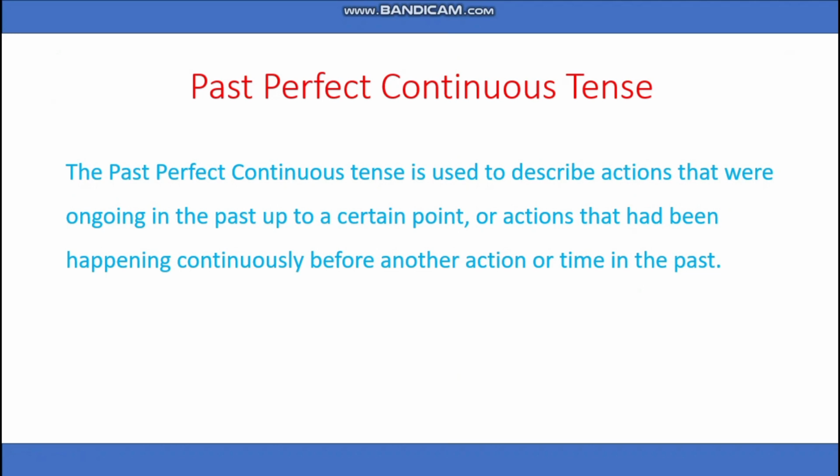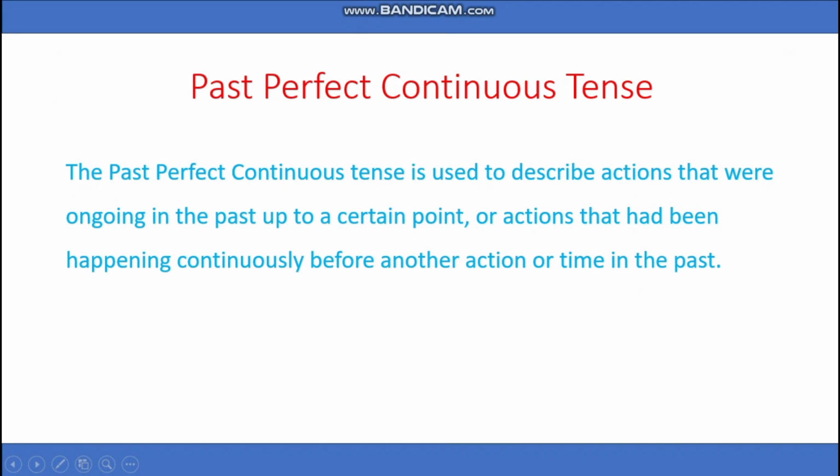So we'll start today's lecture: past perfect continuous tense. First, we'll read the definition. The past perfect continuous tense is used to describe actions that were ongoing in the past up to a certain point, or actions that had been happening continuously before another action or time in the past.